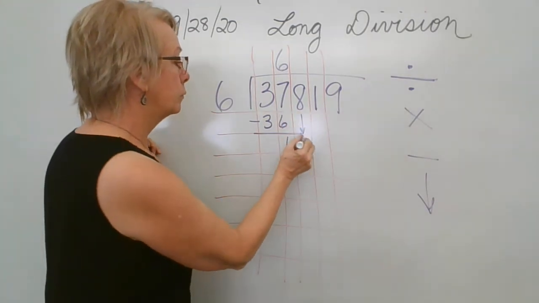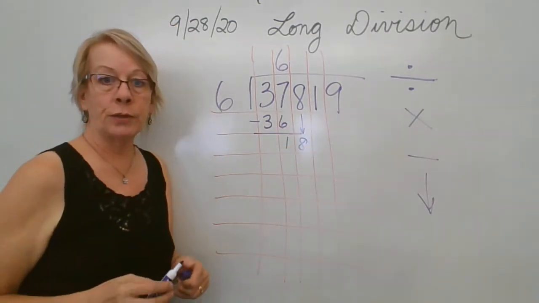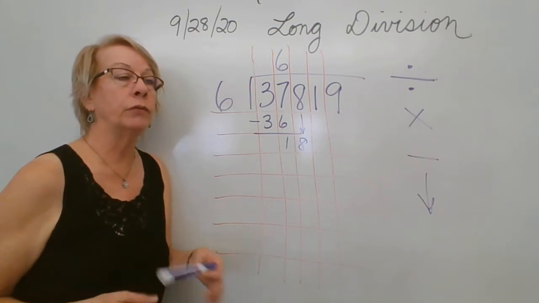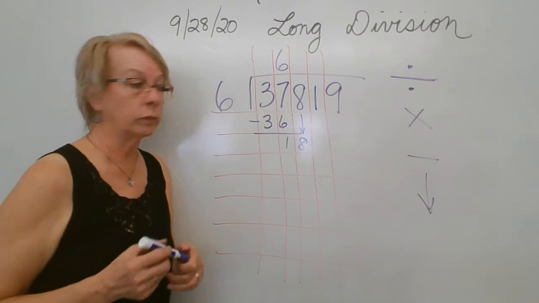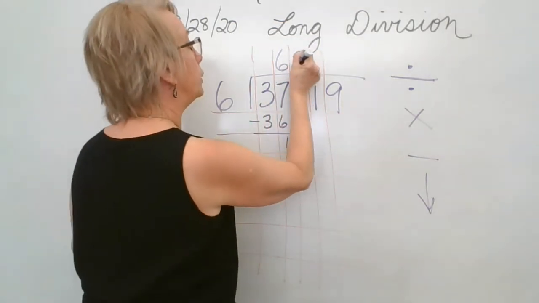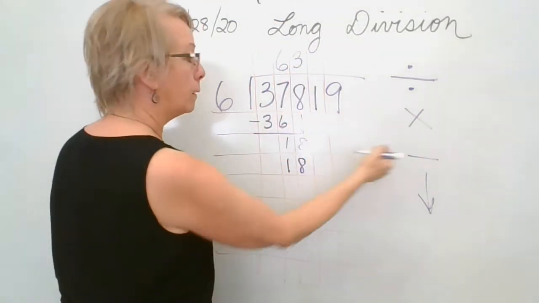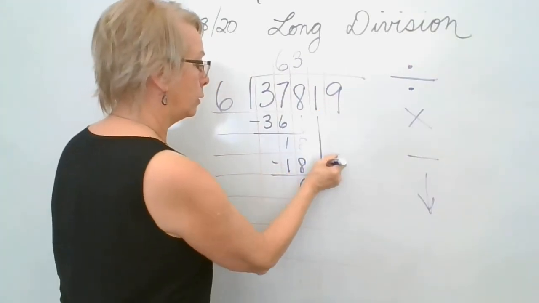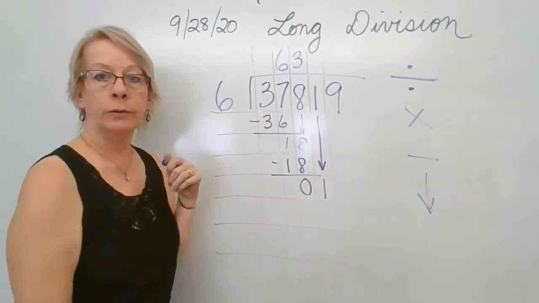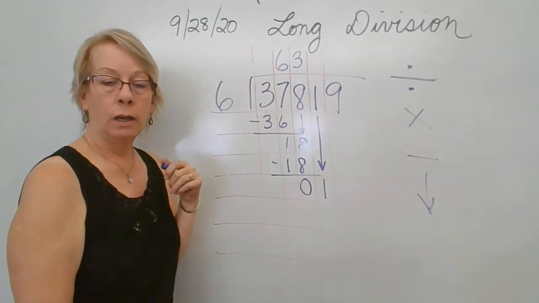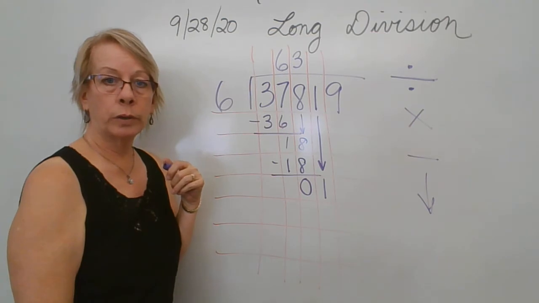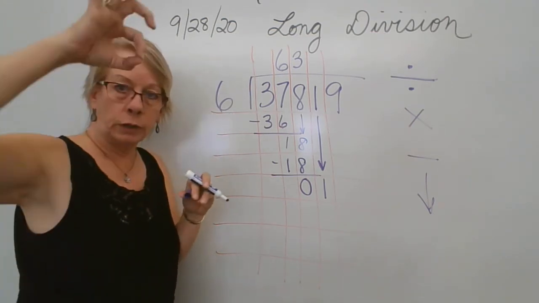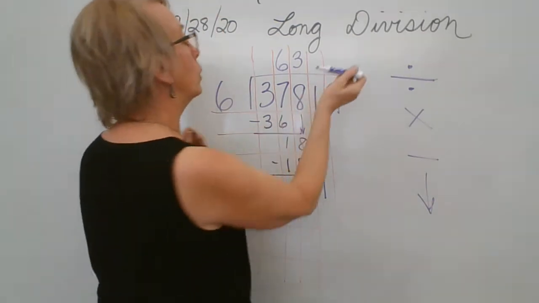Bring down. Okay, how many groups of 6 in 18? Go through your 6s. 6 times 1, 6 times 2 is 12, 6 times 3 is 18. Ooh, exactly right. So I put a 3 here, 3 times 6, 18. Subtract. 0. Bring down the 1. How many groups of 6 are there in 1? None. So what do I put? What's none look like? 0. So I put a 0 up here.